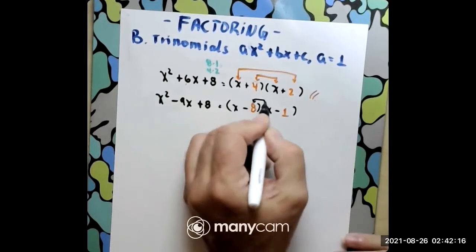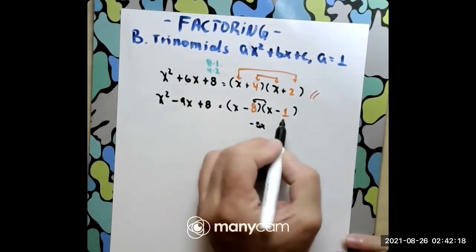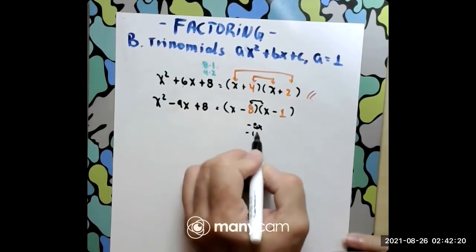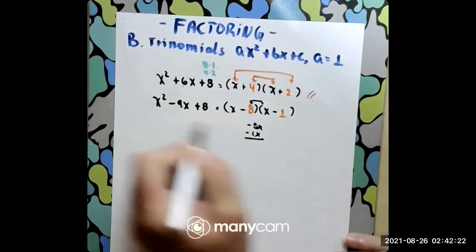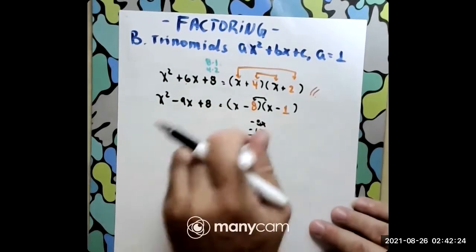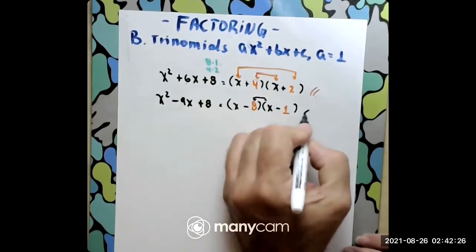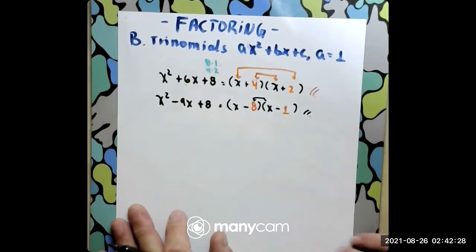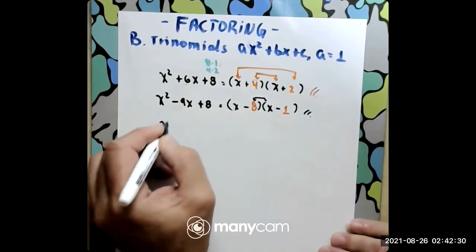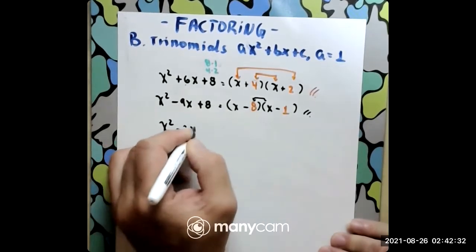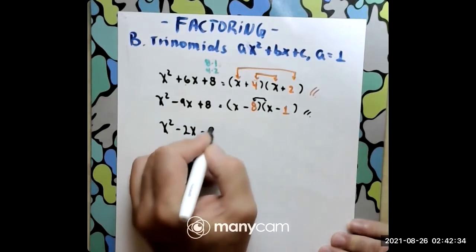-8 times x, -8x. -1 times x, -1x. When I add -8 plus -1, voila, -9. So we factor this one properly. What about if I have x squared minus 2x minus 8?